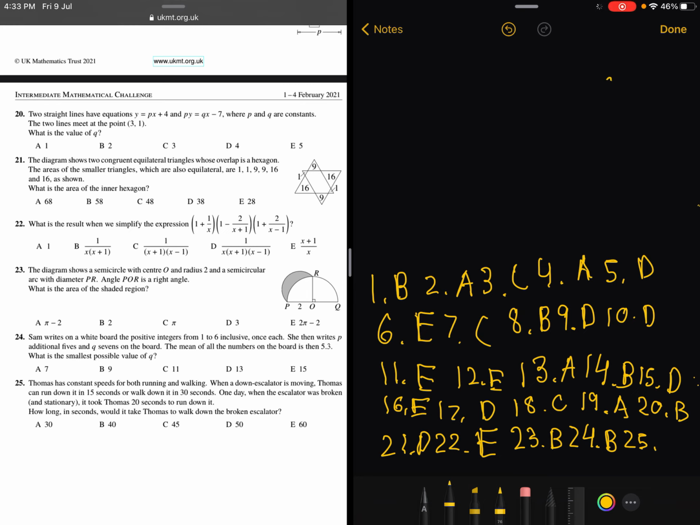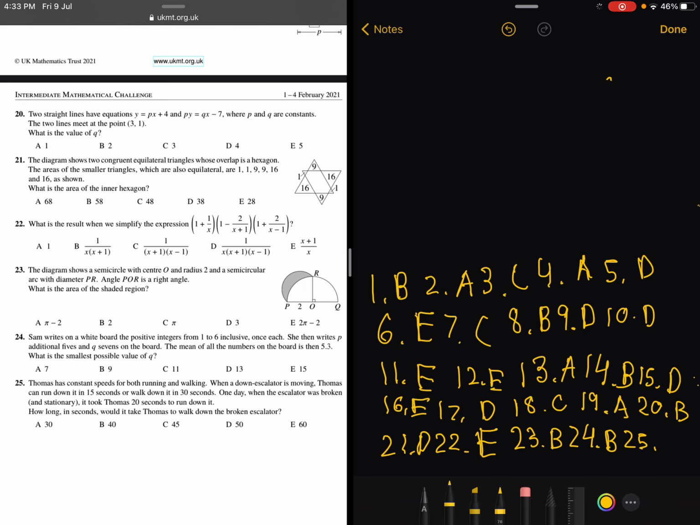Alright, so when a down escalator is moving, Thomas can run down it in 15 seconds or walk it in 30 seconds. One day when the escalator was broken, he could run down the escalator in 20 seconds. How long would it take for Thomas to walk down the broken escalator?